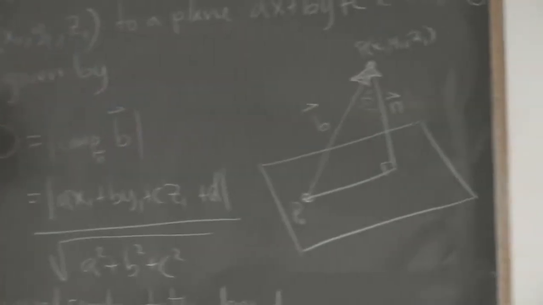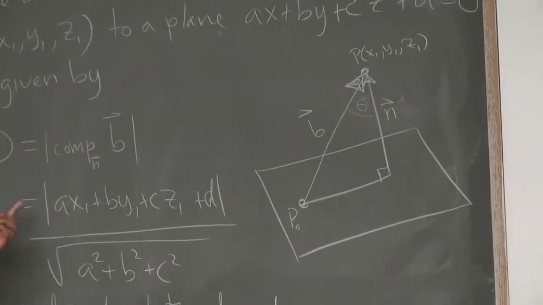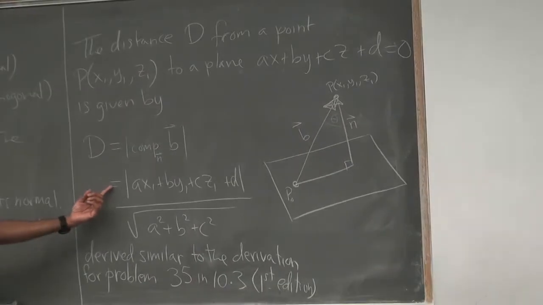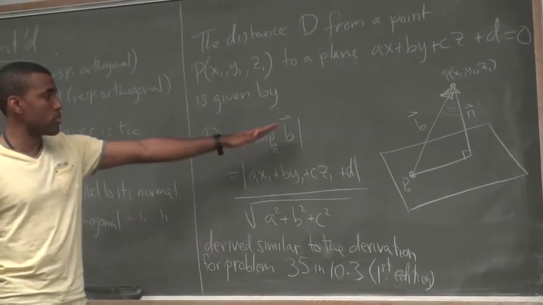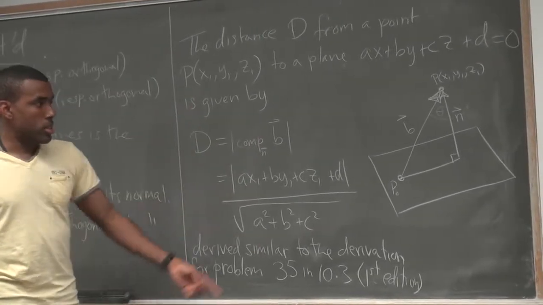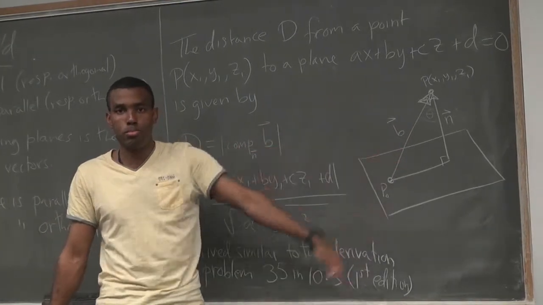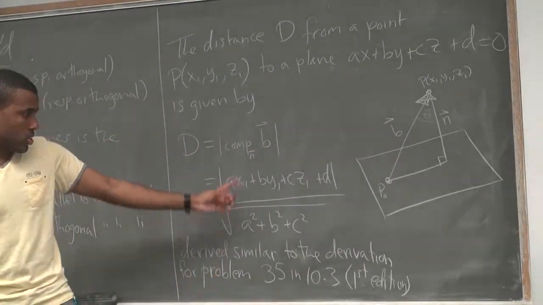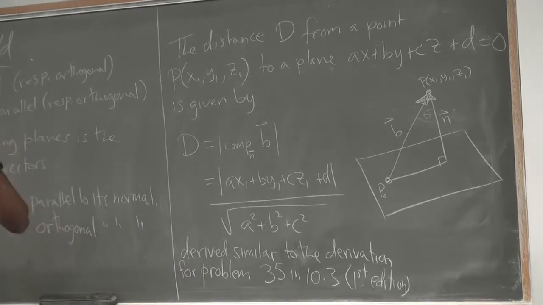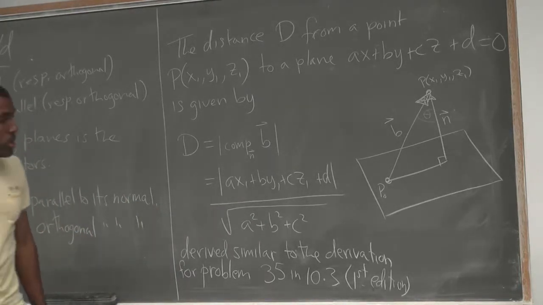We also have a distance formula. I didn't really derive this because we actually did a homework problem that's very similar, where we found the distance from a point to a line. To find the distance from a point to a plane is very similar. You set up this triangle and do the scalar projection and all that, and you can simplify it to get to that. So that's just the distance formula.